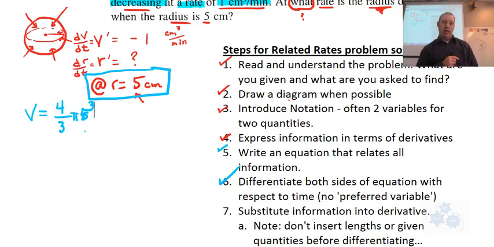Guess what you're going to get? The derivative of a constant is 0. It's not going to be much of a question. So you can't put that in there. You put that in there later in the process. So just ignore that for now.